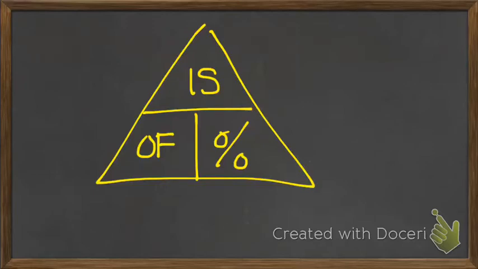All right, the last part of the triangle method: we've solved for the of, we solved for is. Today is going to be solving for the percent symbol. So that's our last leg of the tour, so to speak. Let me give the first example to show you what I'm talking about.